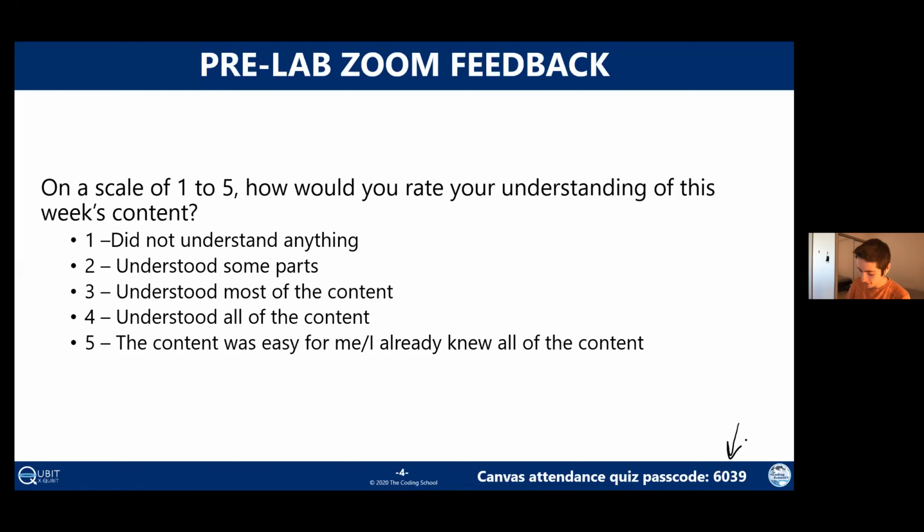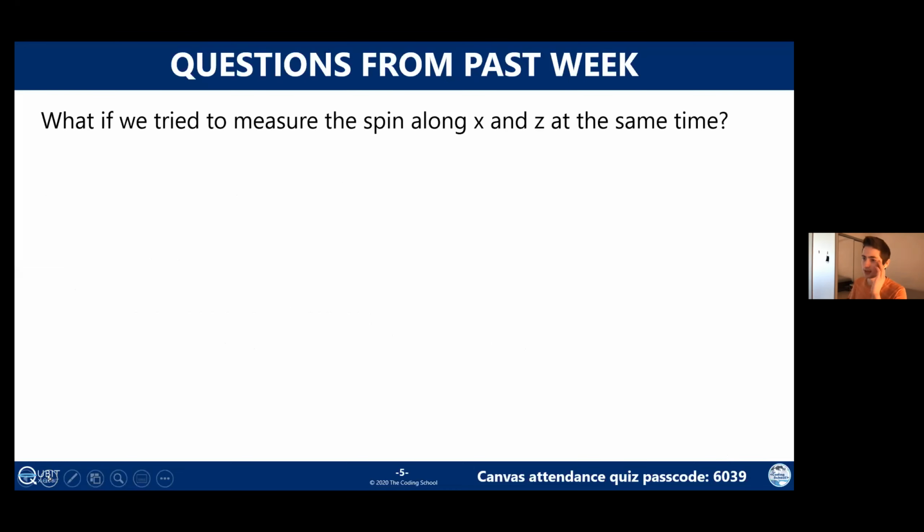Okay, so before we go into this lab's content though, let's do a quick question from last week. We had a few people ask, what happens if we try and measure spin along the X and Z axes at the same time? So just a quick clarification before I answer this. This is not measuring Z then X, right?